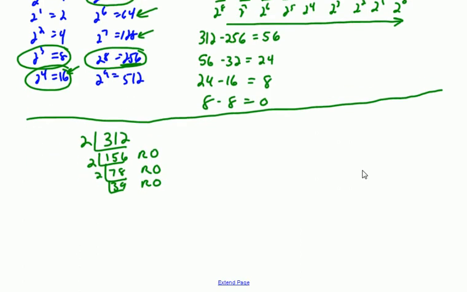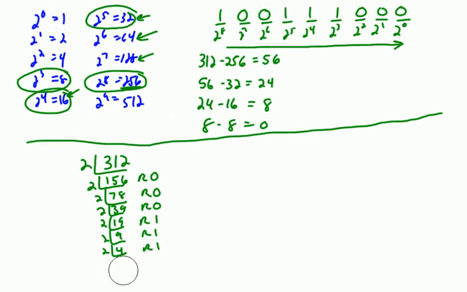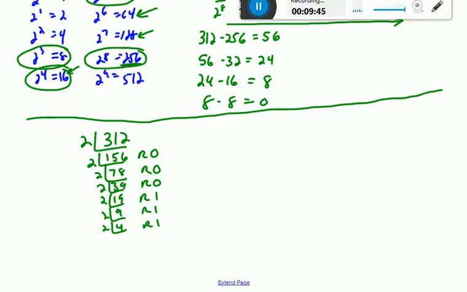Okay? And I'm going to keep doing this. 2 goes into 39, 19 times with the remainder of 1. 2 goes into 19, 9 times with the remainder of 1. 2 goes into 9, 4 times with the remainder of 1. 2 goes into 4, 2 times with the remainder of 0.